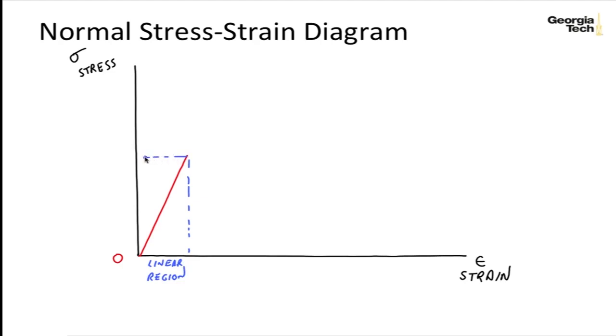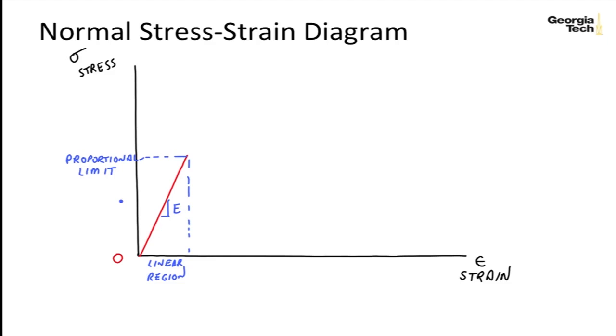So the linear region ends at what we call the stress at the proportional limit. That's where stress is no longer, beyond that, going to be directly related to strain. And the slope of this linear elastic region is E, or what's going to be called Young's modulus, or the modulus of elasticity, and we'll talk more about that later on.